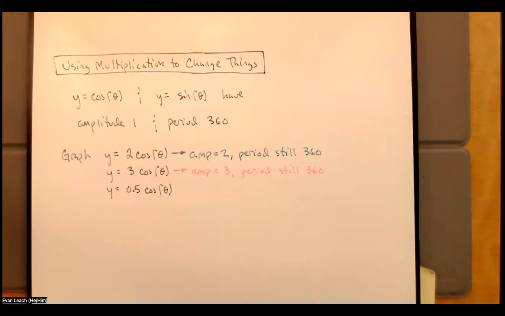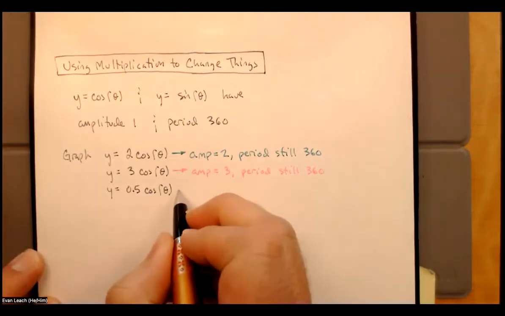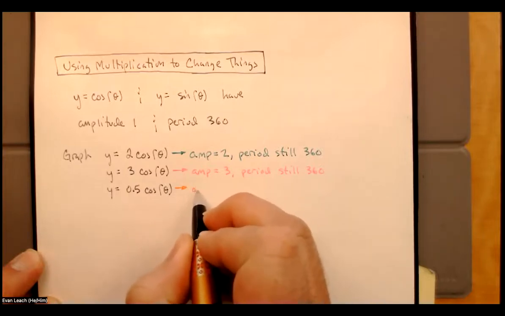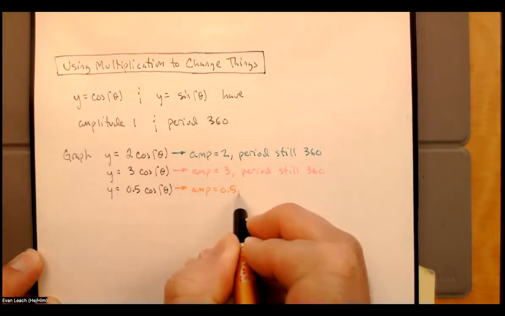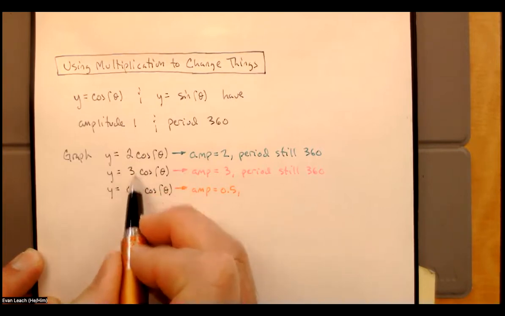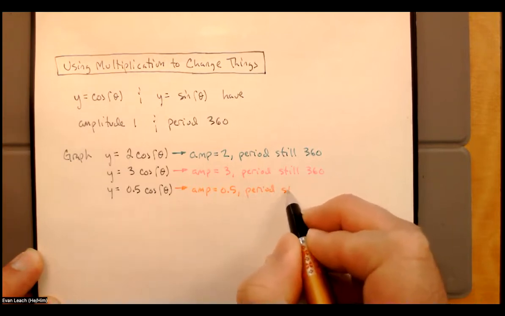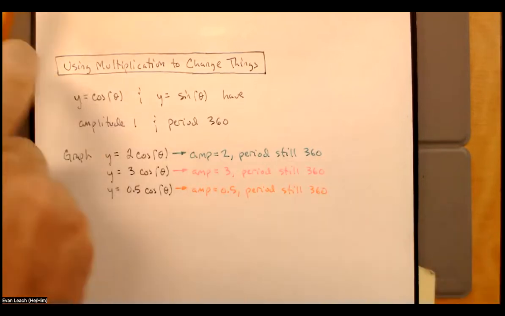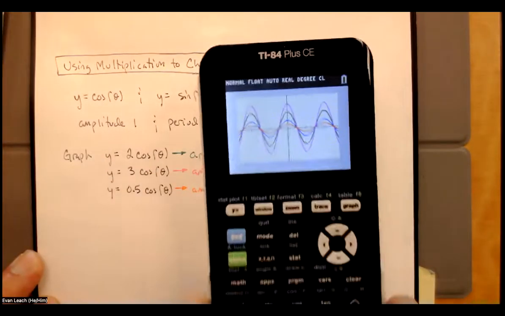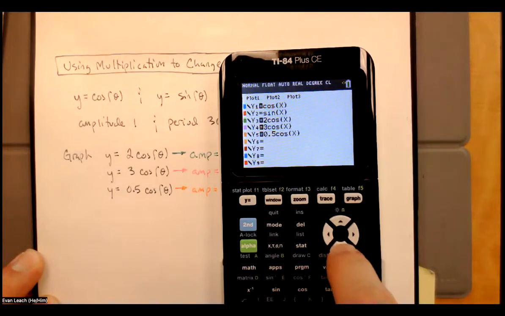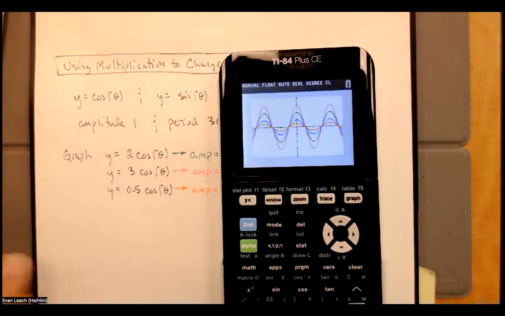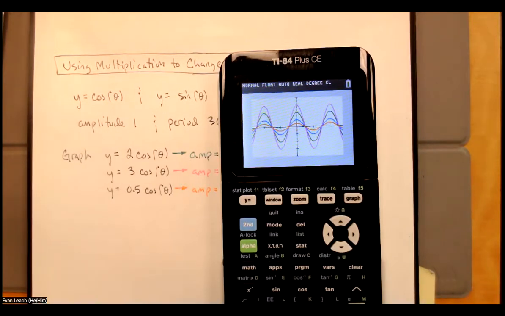So if we have 0.5 times the cosine of theta, we can speculate that the amplitude is now going to be 0.5. But the only change we made was the coefficient. So the period should still be 360. And that's what happens. If I graph 0.5 cosine x in orange, then I get that 1/2 for an amplitude. But the period is still the same. Any questions?